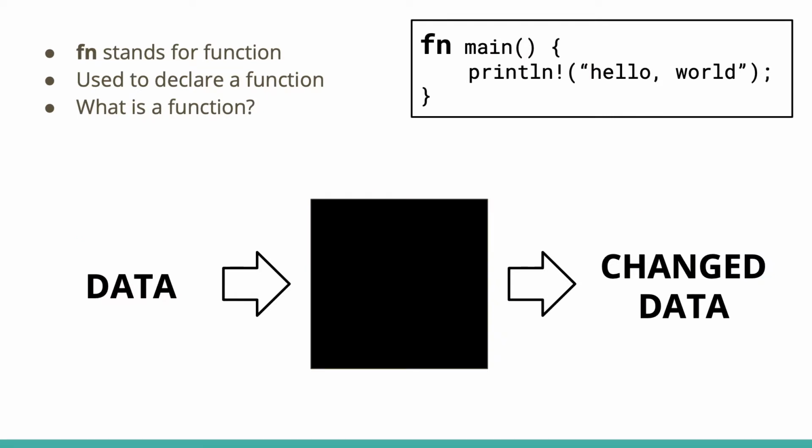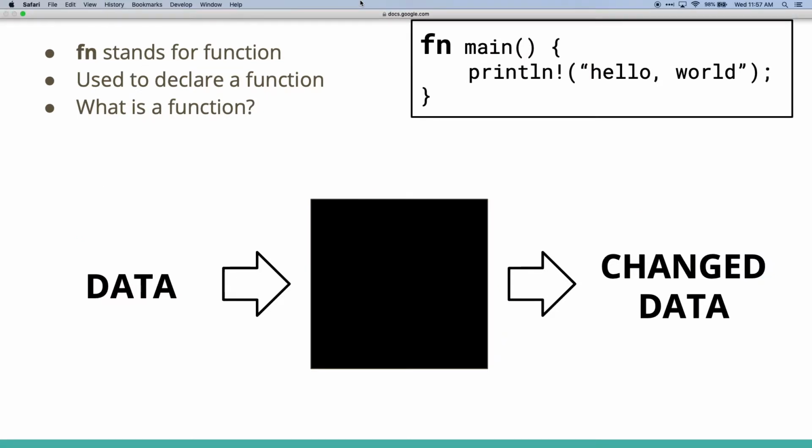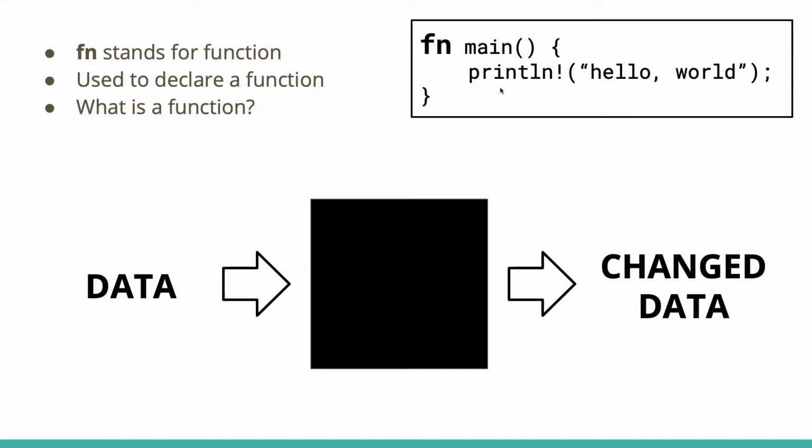fn stands for function. It's used to declare a function, which just means create. So you're creating a function. A function is basically this black box that you see on the screen. It's just a black box.